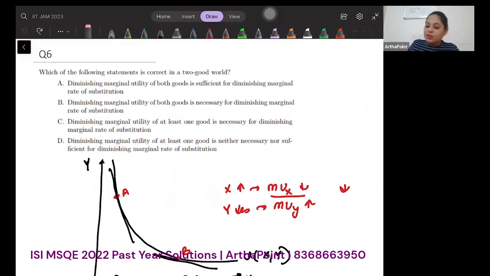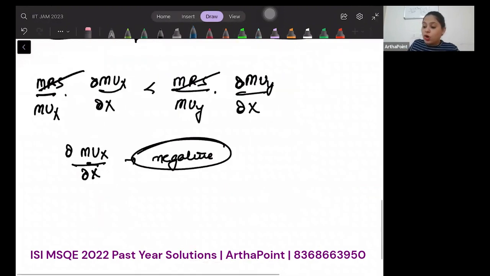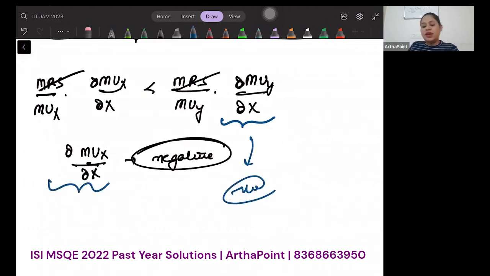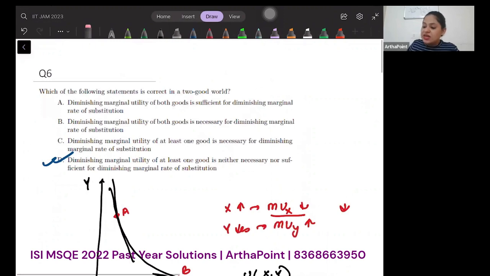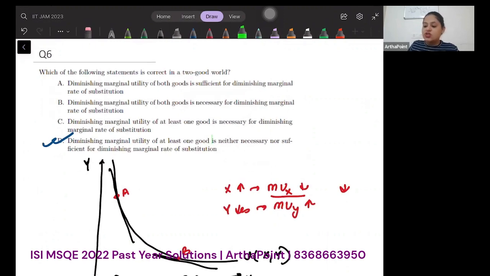So we are going to go ahead with option D because I need more information. I need to know the sign of this. I cannot comment on diminishing MRS just based on this being negative. This can very well be negative, and it can be -4 when this is just -3. So we cannot comment on this further unless we know the sign of the other term. So it is neither necessary nor sufficient for diminishing MRS. Okay.